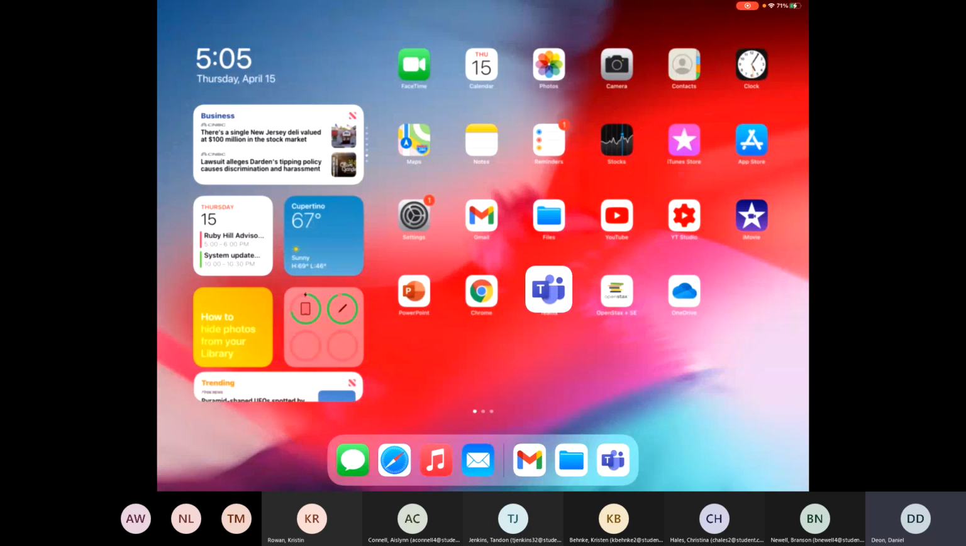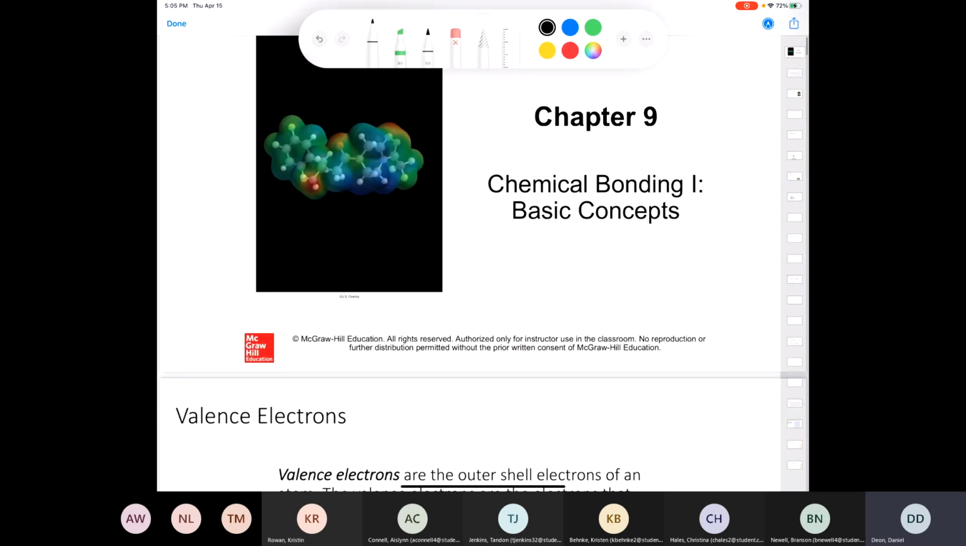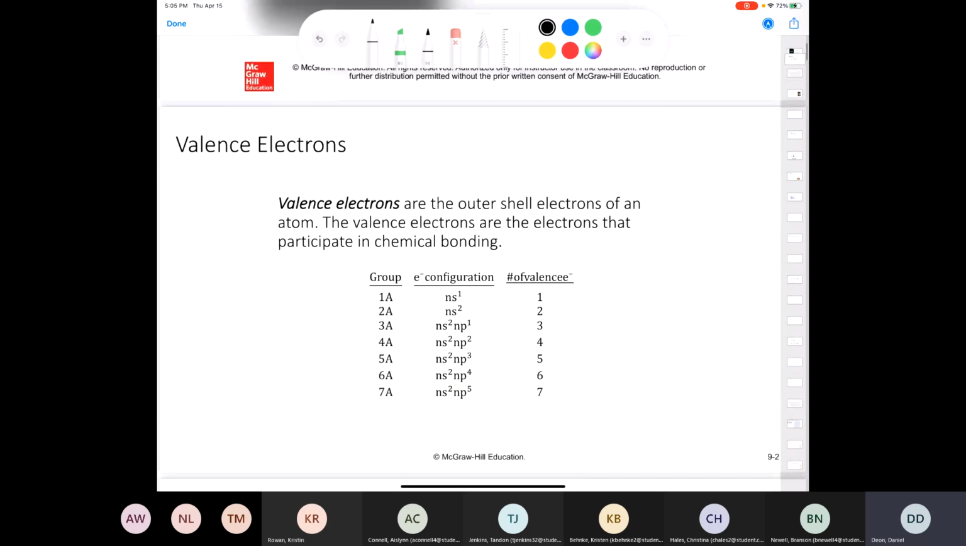All right, Chemistry 111. This is just Chapter 9, which deals with the basic concepts of chemical bonding. Namely, we're going to spend a lot of time talking about ionic bonding and covalent bonding. Those will be the two major focuses of this chapter. But before we can get into actually putting atoms together in a bond, we have to get back to valence electrons and discuss a little bit more about them.